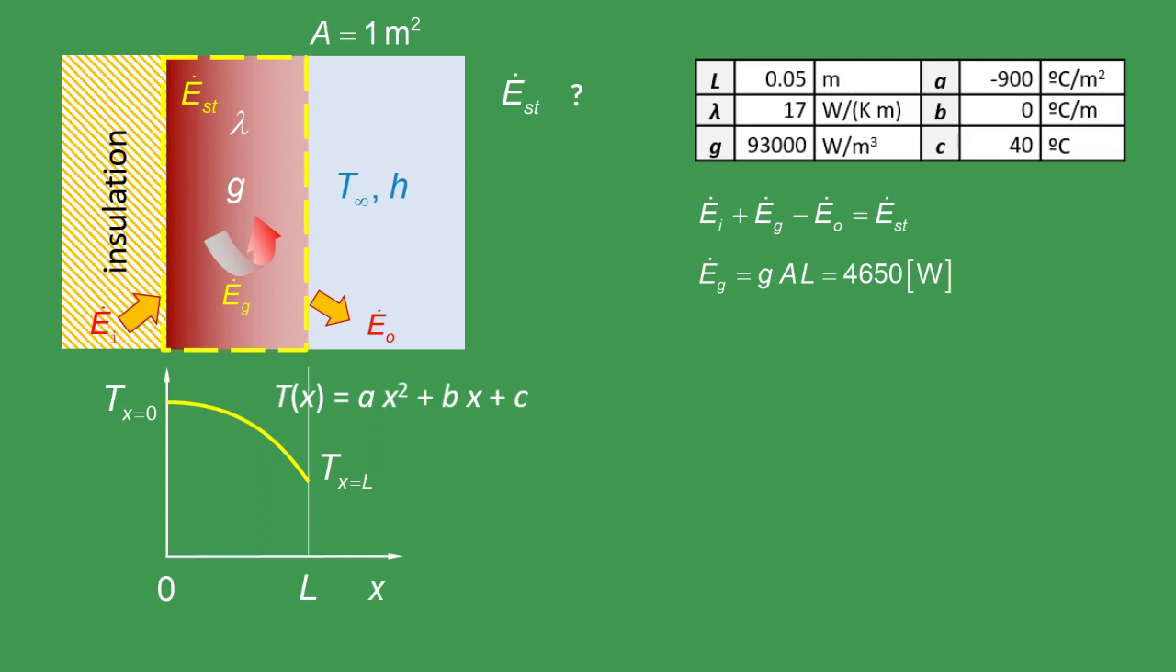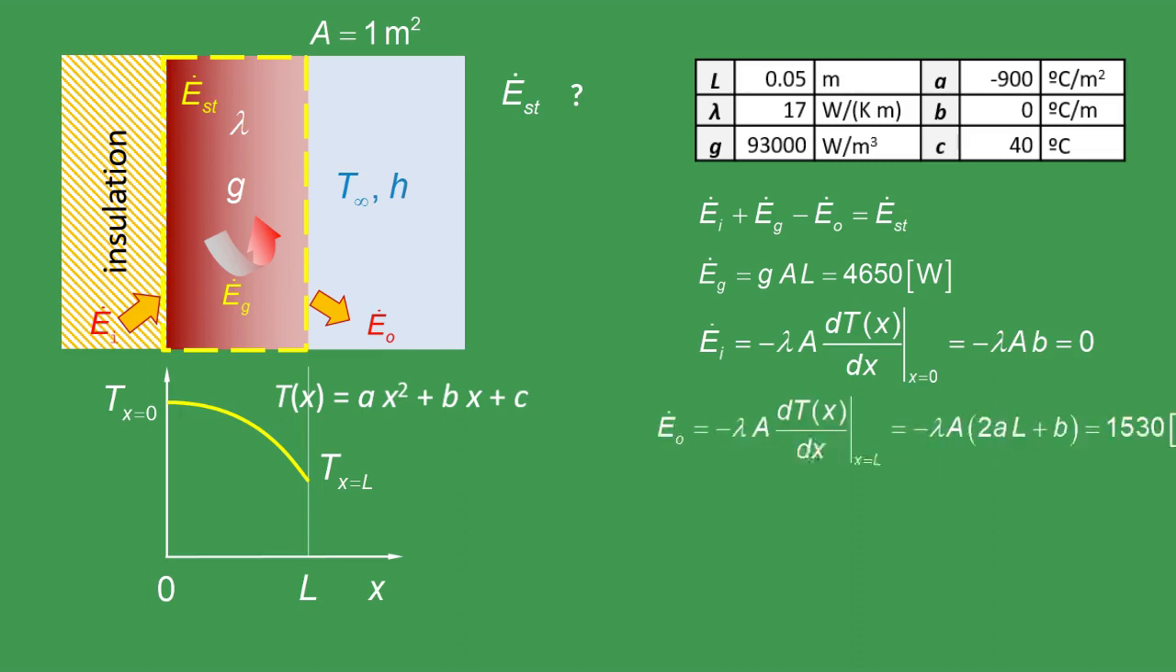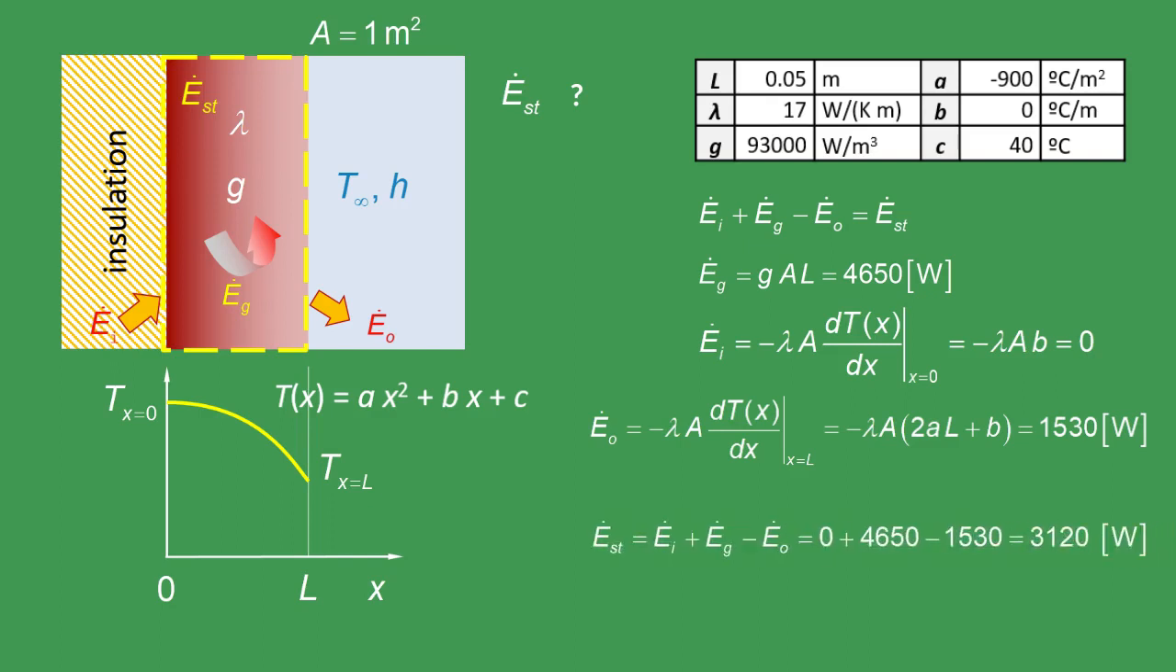Inputs and outputs can be calculated by applying Fourier's law in the surface of the control volume. For x equal to 0, the wall is insulated and the heat flux is 0. At x equal to L, the heat transfer rate is 1,530 watts. The final result is 3,120 watts.